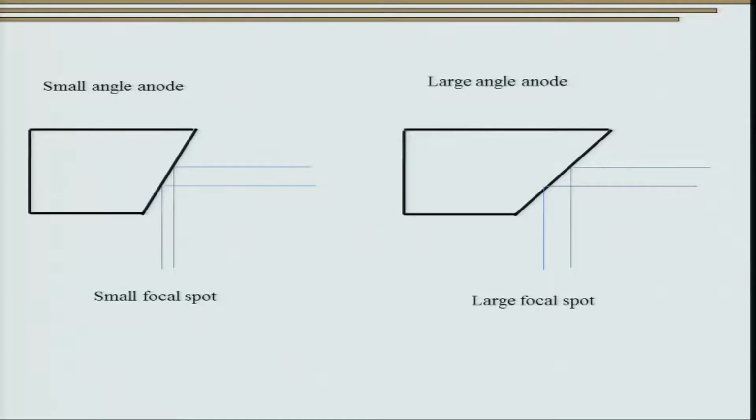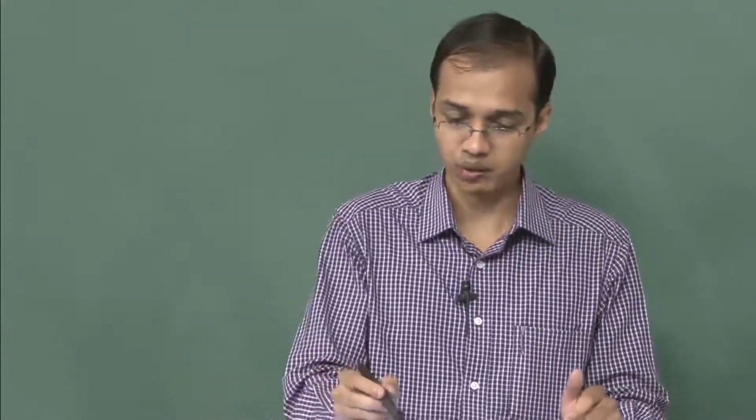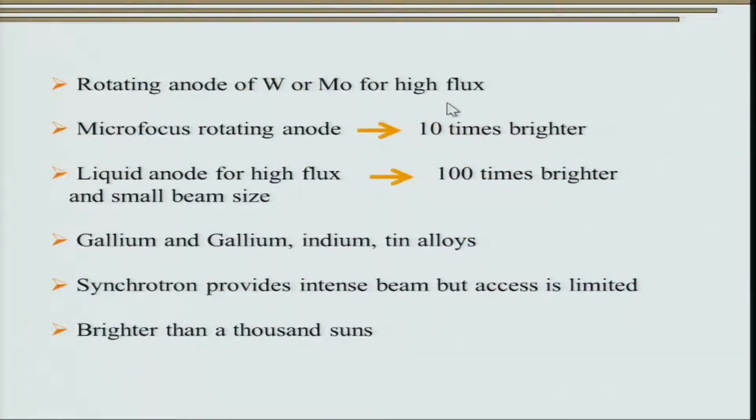Just to show you the different kinds of rotating anodes that are available, we have a small angle anode, where you see that this angle over here is quite small, and it gives a small focal spot, while in case the angle is large, we get a large focal spot. Now, depending on our requirement, we can go for a large or small focal spot. Having said that, as I had mentioned, a rotating anode of tungsten or moly gives you high flux. This microfocus rotating anode is at best 10 times brighter than a conventional X-ray tube.